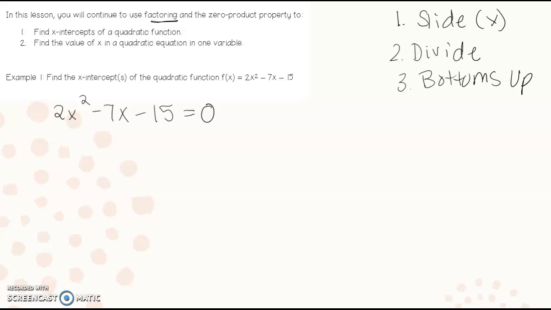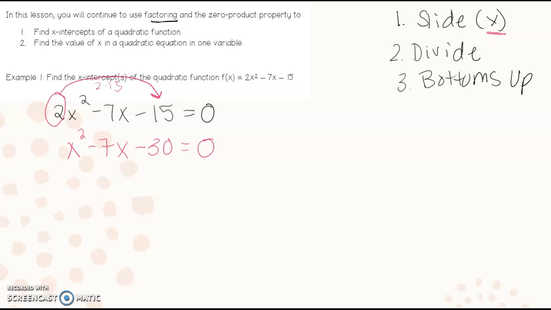So our first step is to slide. We're going to slide that 2 over onto the 15. Because I have an a value in front of my x squared, we need to move that so we can factor it. So when I slide, I have to multiply. My equation will turn into x squared minus 7x minus, well, 2 times 15 is 30.